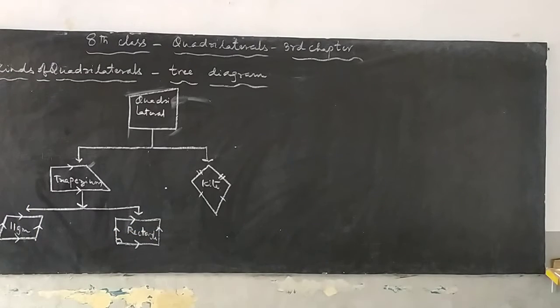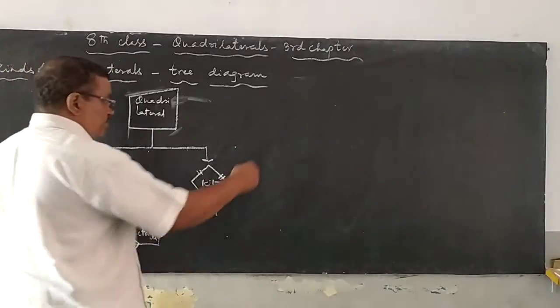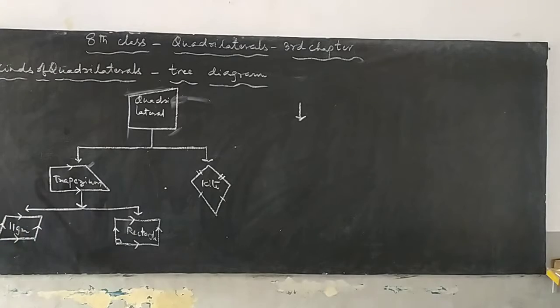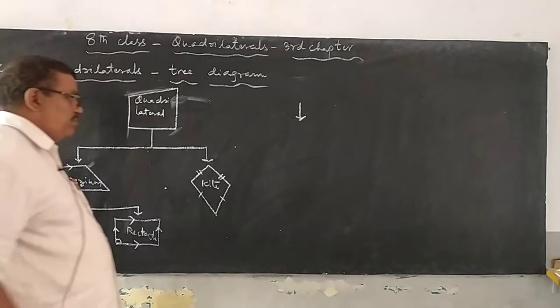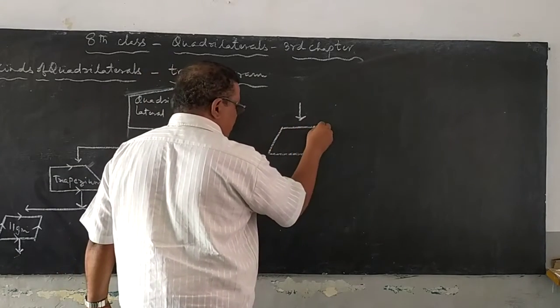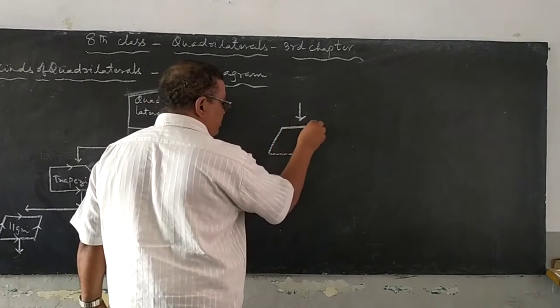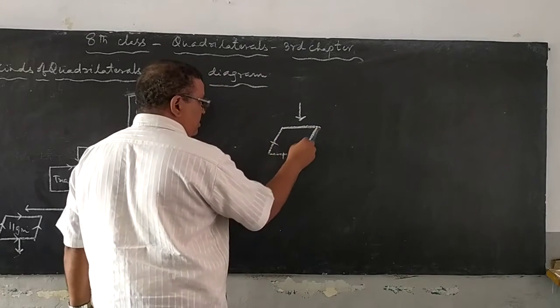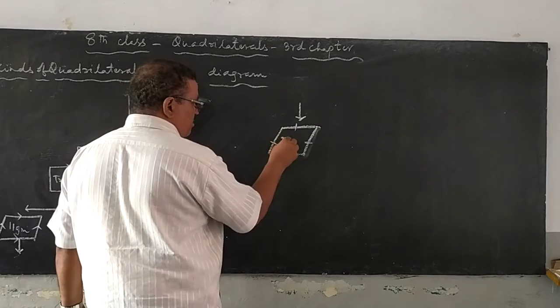This parallelogram will be segregated into this diagram. If we modify this, a rhombus comes. A parallelogram in which one pair of adjacent sides are equal, that one is said to be what one? Rhombus.